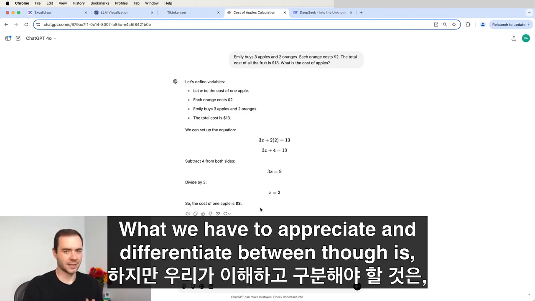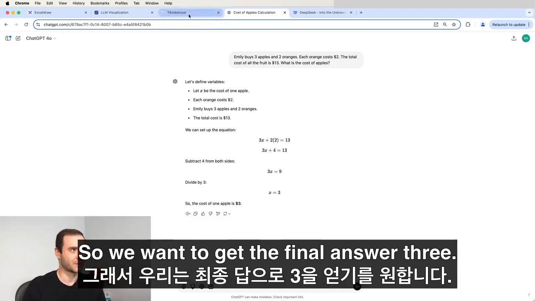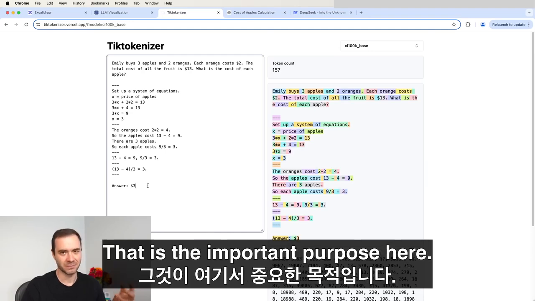What we have to appreciate and differentiate between though is the first purpose of a solution is to reach the right answer. Of course, we want to get the final answer 3. That is the important purpose here.